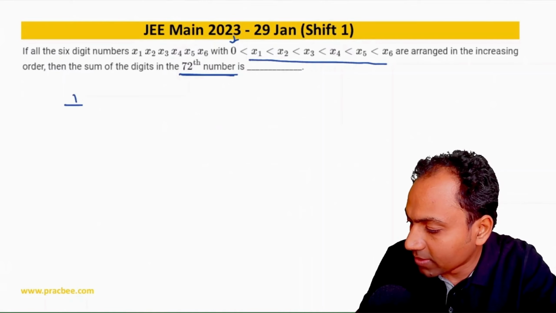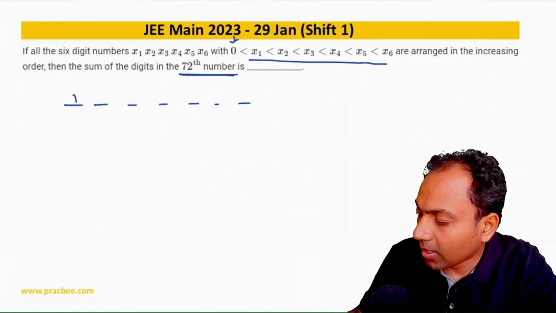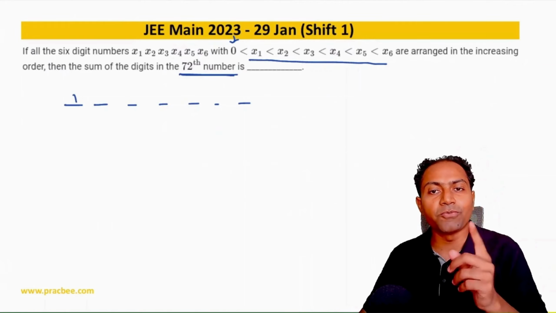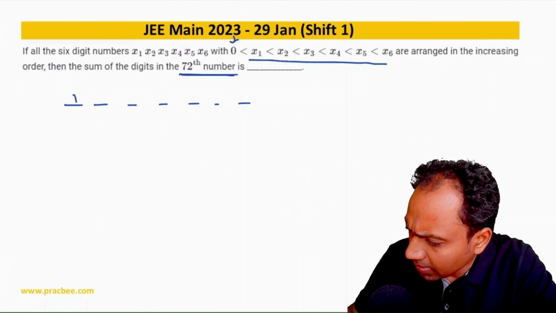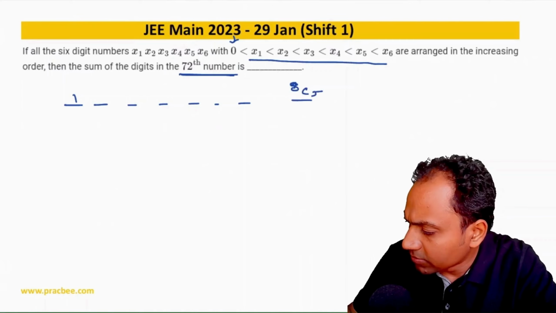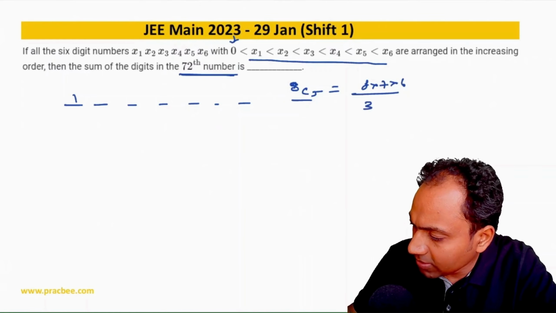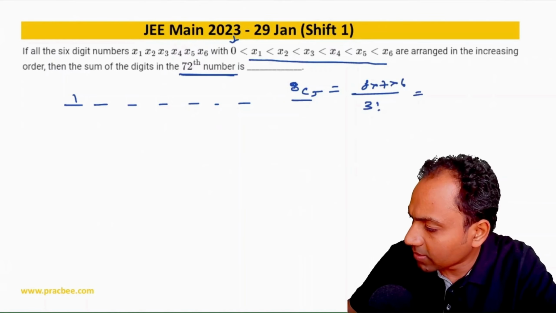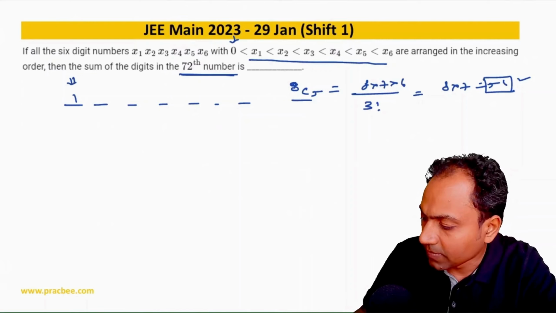So if I put 1 here, then for filling the remaining 5 places, out of 2, 3, 4, 5, 6, 7, 8, 9, out of these 8 digits I have, I can choose any 5. So you can see that the answer that I will get is 8 into 7 into 6 by 3 factorial, and that is nothing but 8 into 7, that is 56. You can see that the first 56 numbers that are going to come will have 1 at this place.